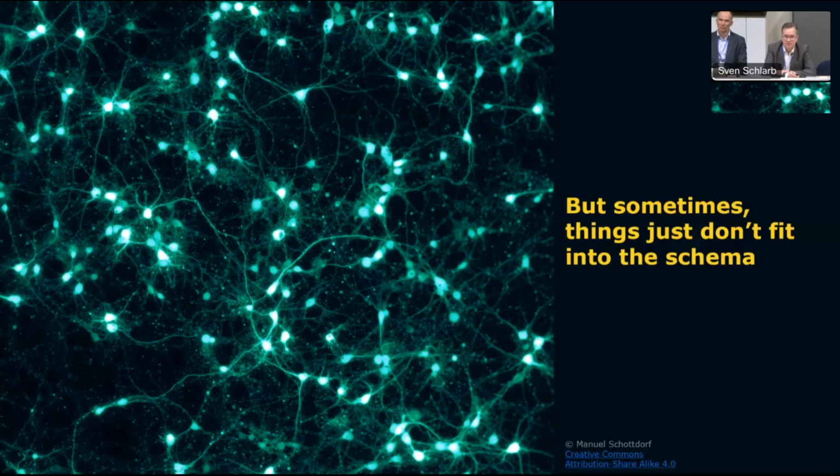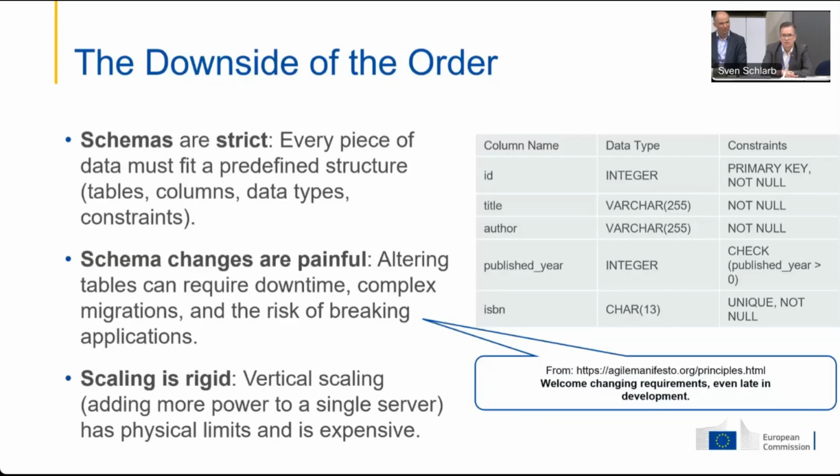But sometimes things just don't fit into the schema. That's why, to understand the complex world, we have a brain, and in this brain we have a structure that is well apt to capture very complex scenarios. And what do we do if we can't fit the real case into this structure? There's a downside of the order, which is that schemas are strict.